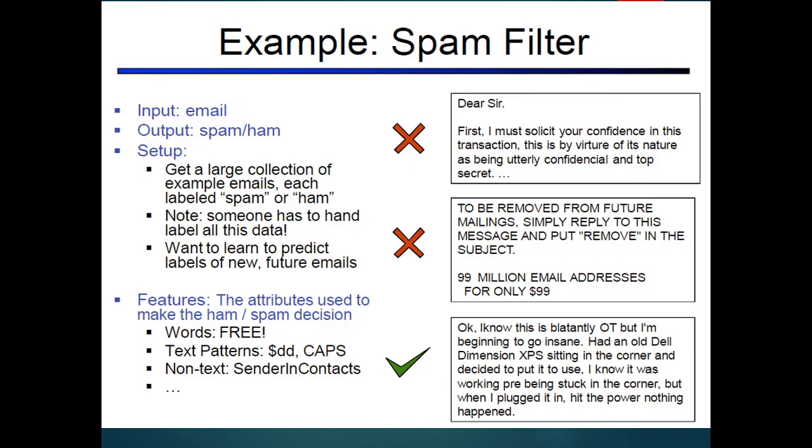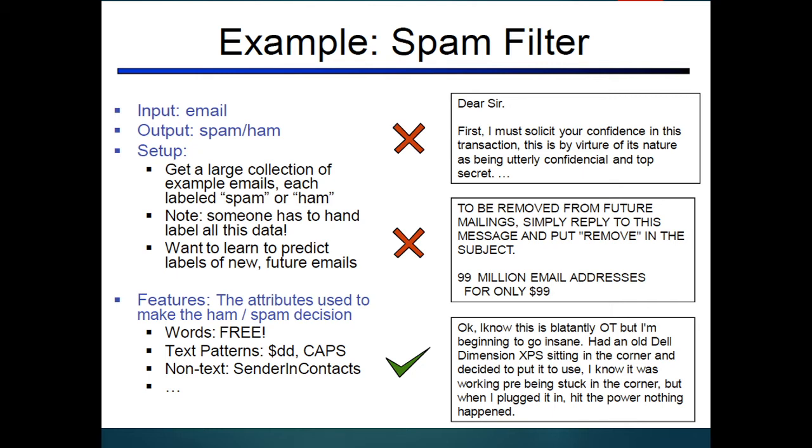Now let's look at another example, which is spam filter, a common one. So the input is email, the output is spam or ham. In setup, you will need a large collection of data with examples, each labeled as spam or ham. And note that someone has to hand label all this data. So that's a lot of work. Now, the model will be able to learn and predict new future emails.